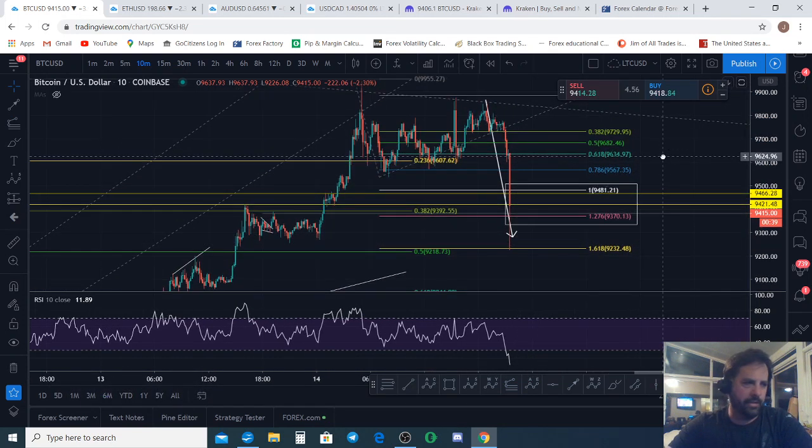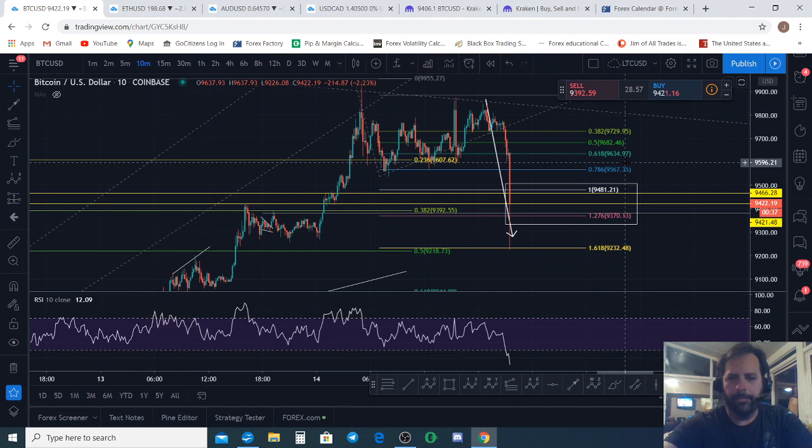Now price often does that. So Bitcoin breaks the 1618 rule all the time. It's not a rule. It's just a guideline, I should say.